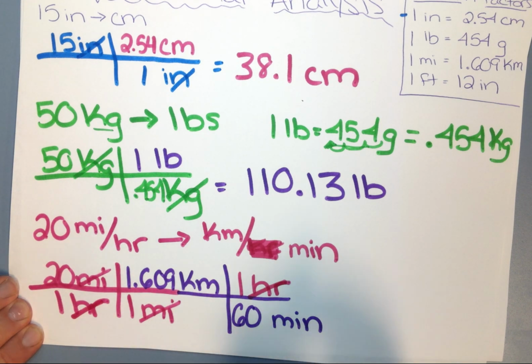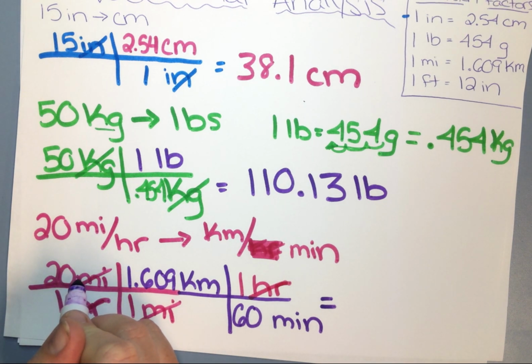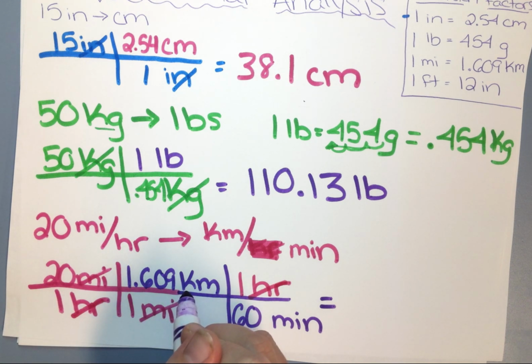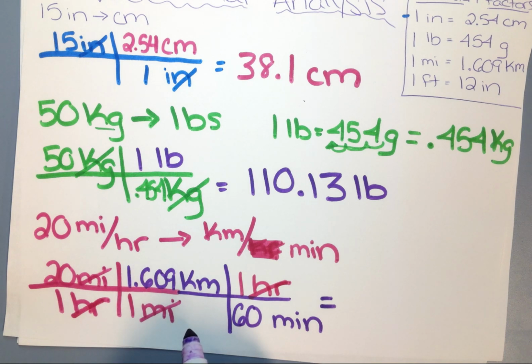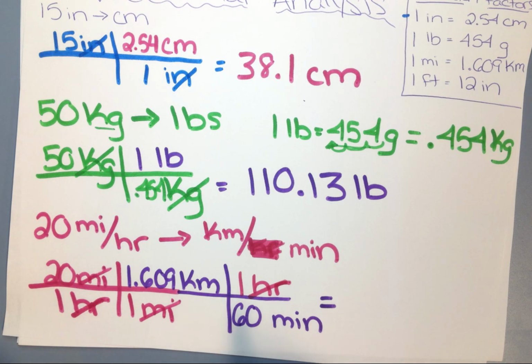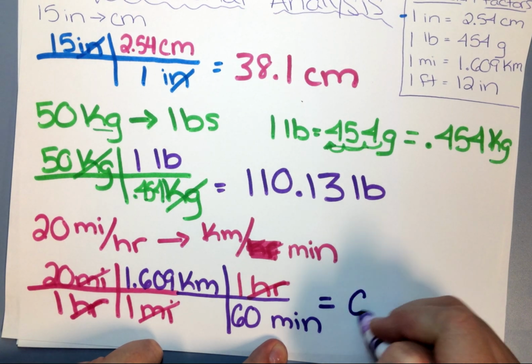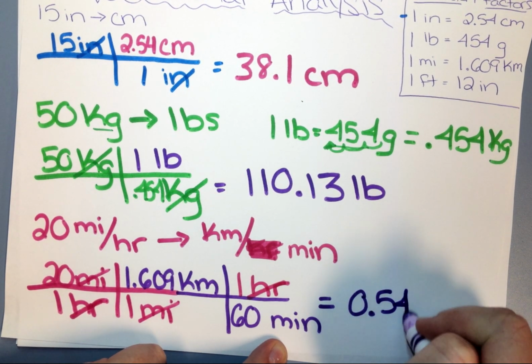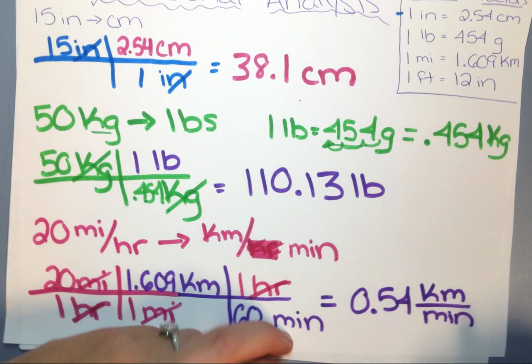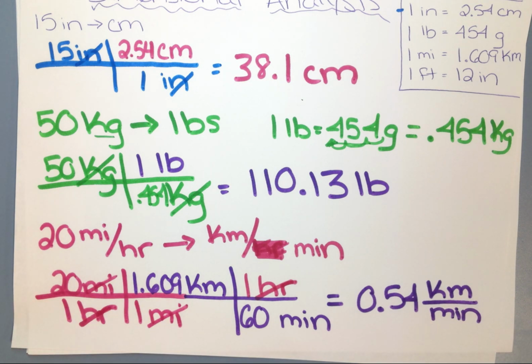So I'm just going to do the math real quick. So I'm going to do 20 divided by 1 times 1.609 divided by 1 times 1 divided by 60. And 20 miles per hour ends up being equal to 0.54 kilometers per minute. Now we're going to do some practice problems that look just like this, and we'll check in later today to see how we did.